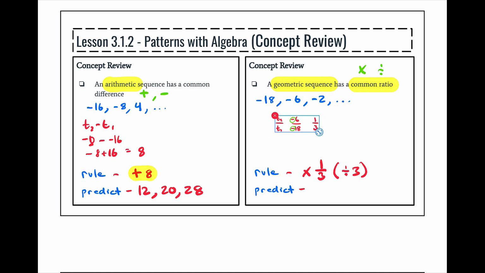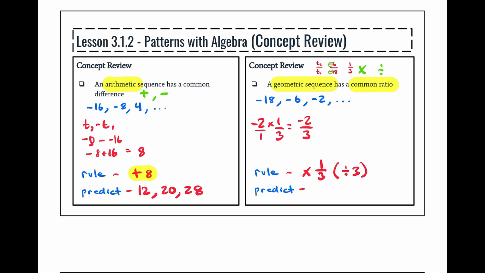Just going to move this out of the way here. Okay, so to find my next 3 terms, I'm going to take the last term that I have, which is negative 2, and I'm going to multiply it by 1 over 3. Negative 2 times 1 is negative 2, and that's over 3. Remember, this negative 2 could be placed over 1, and that's how we multiply through with fractions.